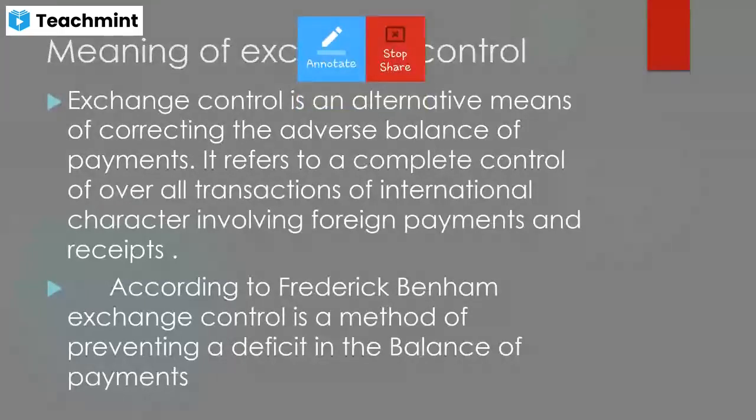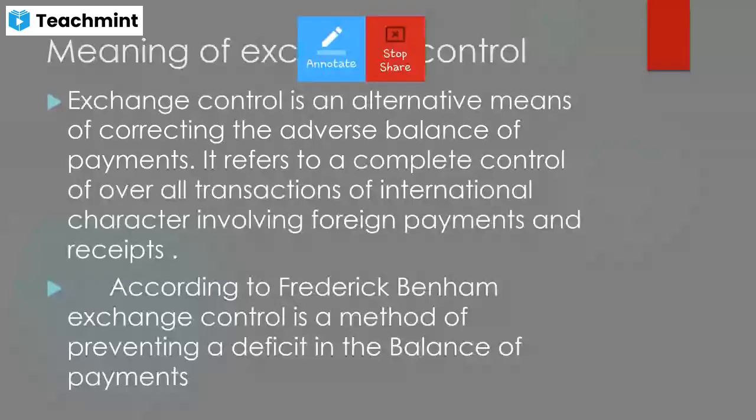So another one that is given by Enke Salera, an exchange control or exchange restriction is any interference by the government with the freedom of the market in which the currency may be exchanged for another. So let us come to the point by looking at all the important definitions of exchange control.